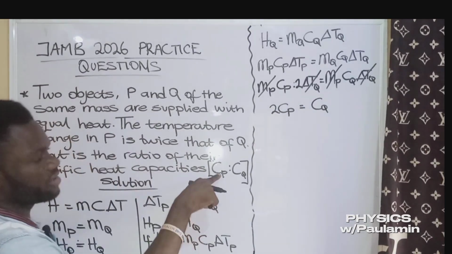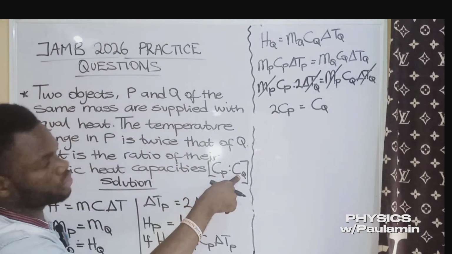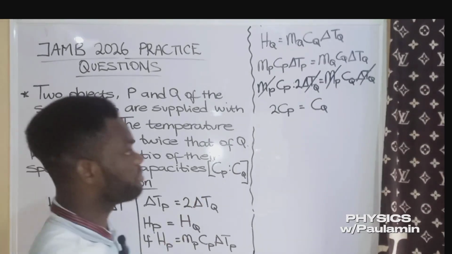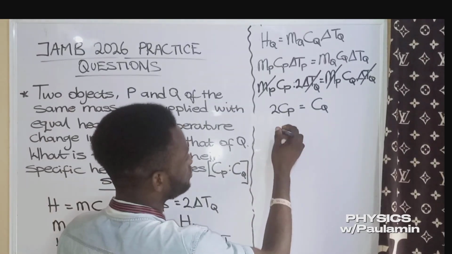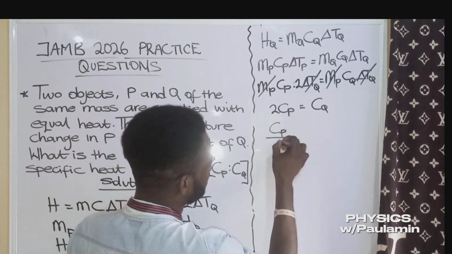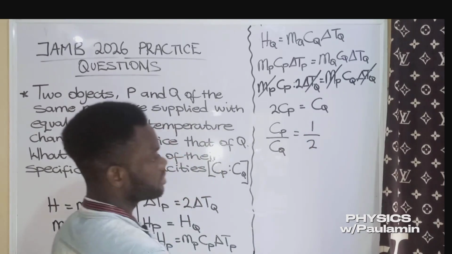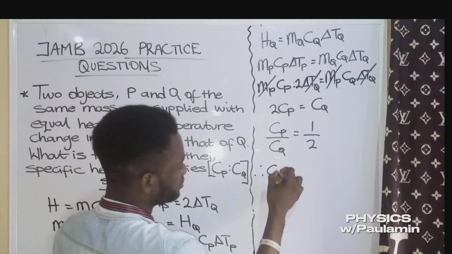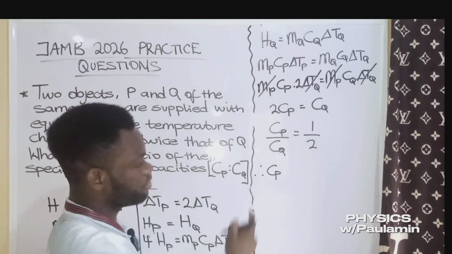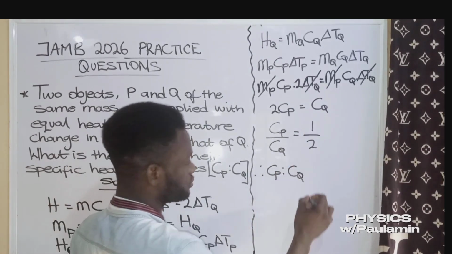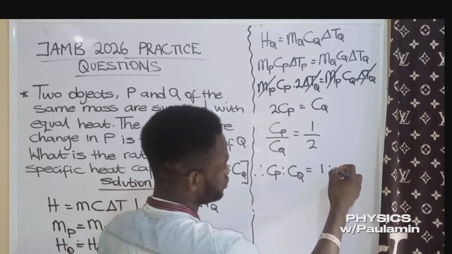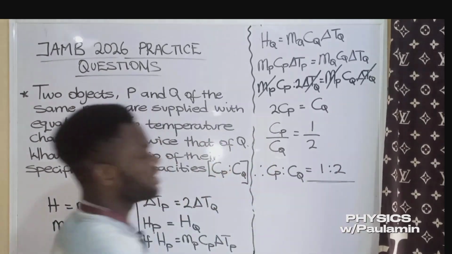And my question says find the ratio of P to Q as regards their specific heat capacity. Alright, so if I solve this, I'm going to get that Cp over Cq is equal to 1 over 2. Alright, so this is the ratio. Therefore, the ratio of specific heat capacity of P to specific heat capacity of Q is equal to 1:2. So here is our answer.